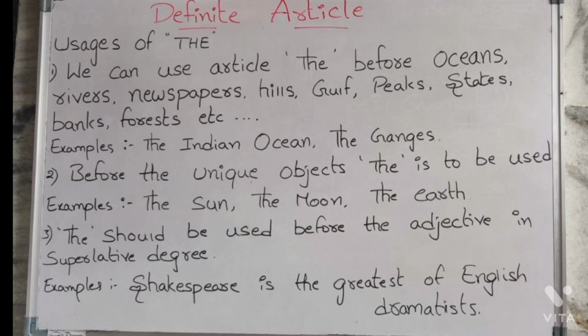And the should be used before adjectives in superlative degrees. I have not gone into adjectives and superlative degrees yet, but when I teach them I will also teach you how to write the sentence. Example: Shakespeare is the greatest of English dramatists. Here the greatest, the is used before the adjective. What is the adjective in it? Greatest. That is a superlative degree. So before greatest we are using the article.